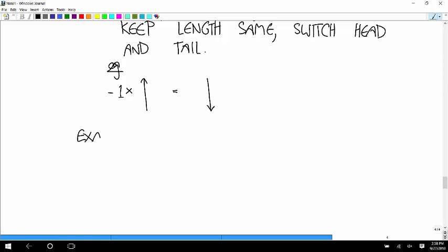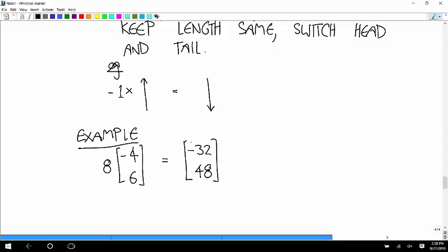Okay, and let me do an example of a calculation. If you want to multiply 8 times the vector negative 4, positive 6, then the x component you get out of that is going to be 8 times negative 4, so negative 32. And the y component is going to be 8 times 6, so 48. And if you had this vector's tail at the origin, what quadrant would its head be in? Two. That's right, because you have a negative x component and a positive y component.